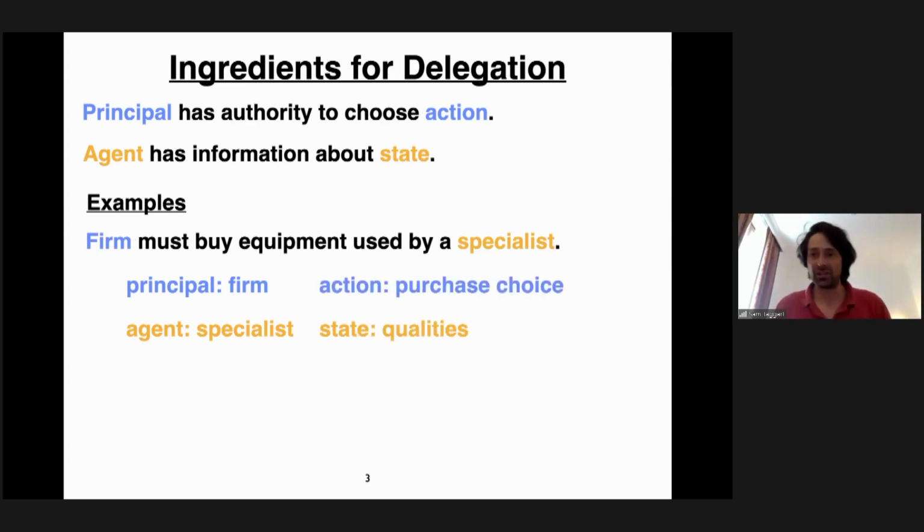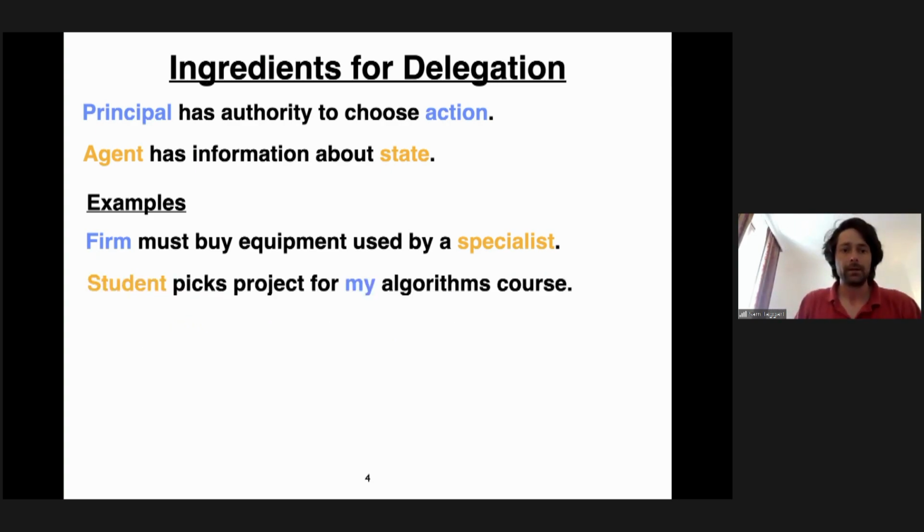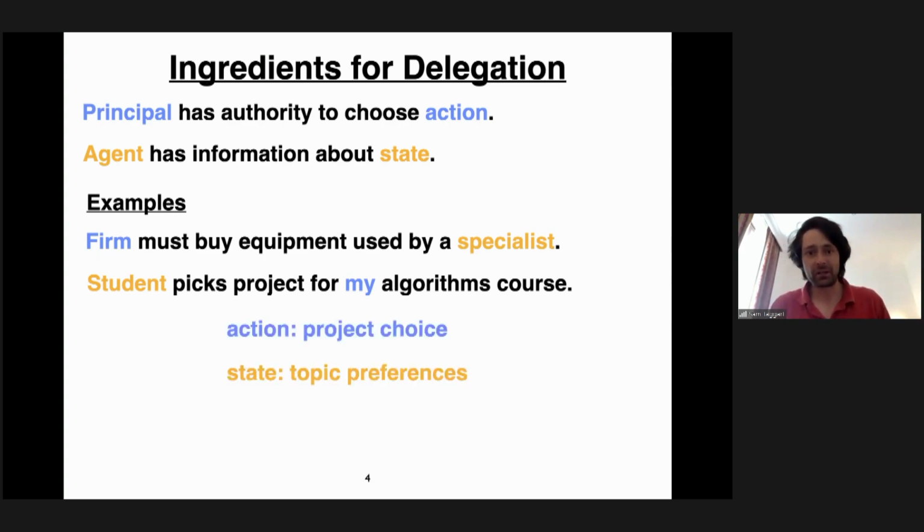So you should think about the action as being the purchase choice and the state of the world being the qualities of the different brands of this piece of equipment. Another timely example for me is when I teach advanced algorithms, I require the students to read a paper and write a project about it. So I'm the principal, the students are the agents, and they need to pick their projects, but I have the authority to tell them what to do and not do.